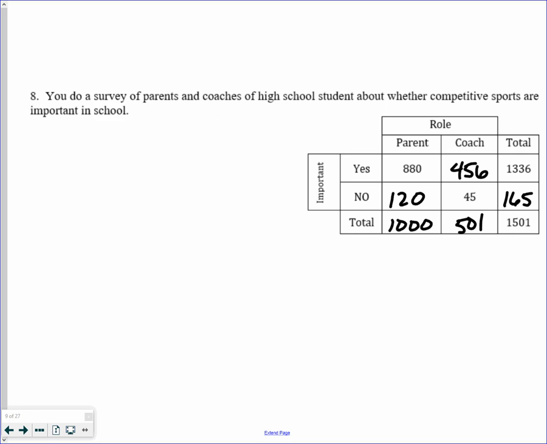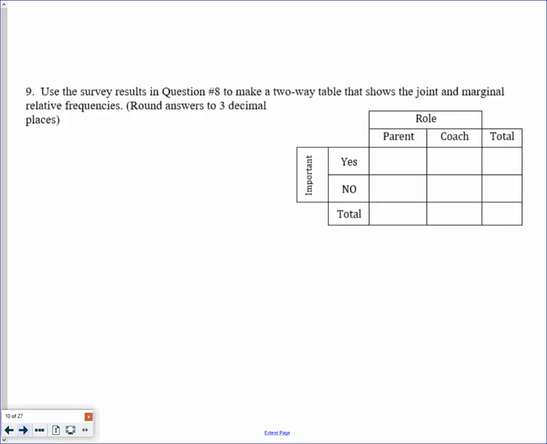Now, using that and rounding to 3 decimal places, I want to find the relative joint and relative marginal frequencies. So remember, everything's out of the total. So 0.586, 0.304, 0.080, 0.030. Those would be the joint. Adding those up gives the marginal relative frequencies.